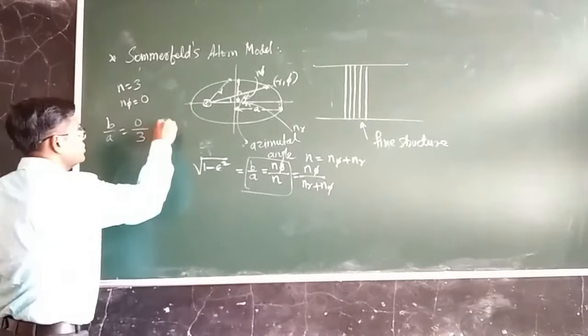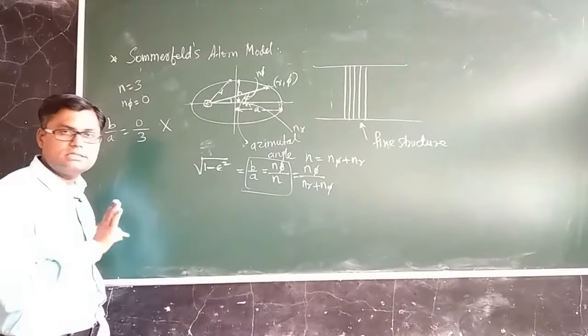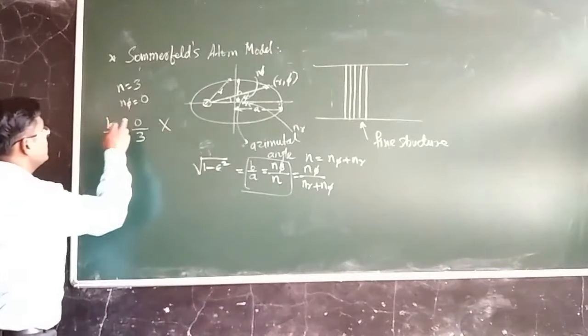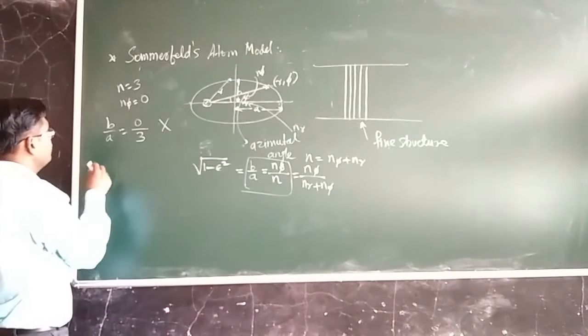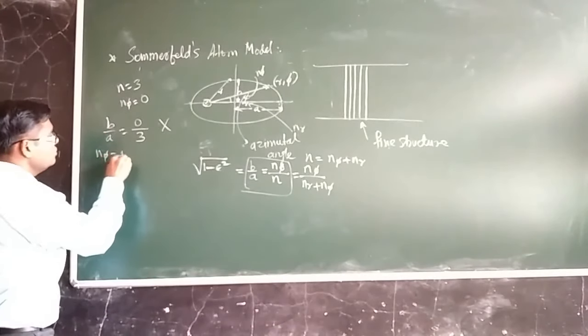So this condition is not possible, or is not allowed. So let us assume that the value 0 is not allowed for n phi. So let us assume n phi is equal to 1.